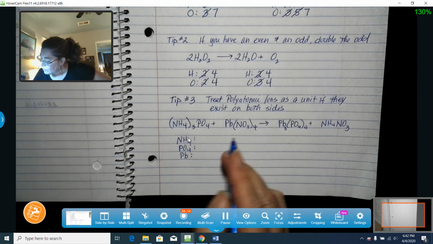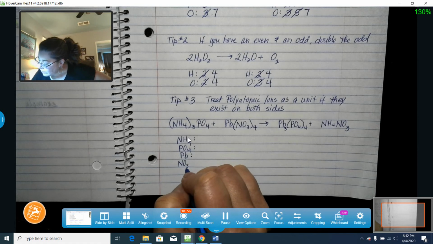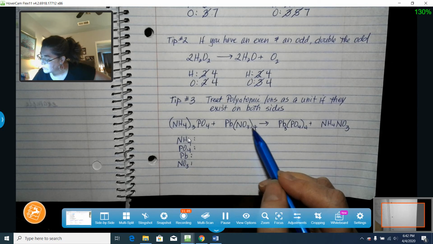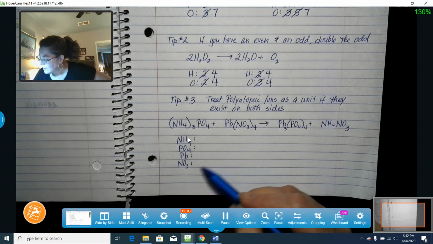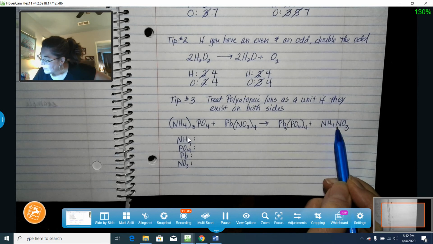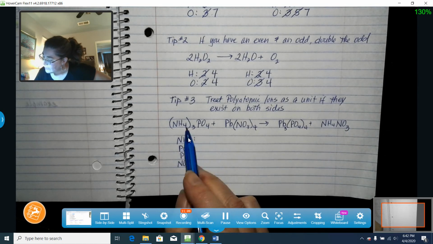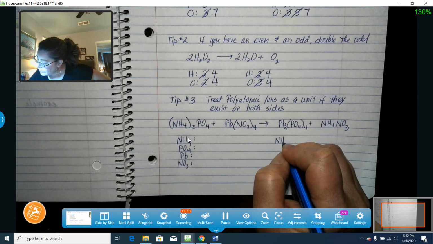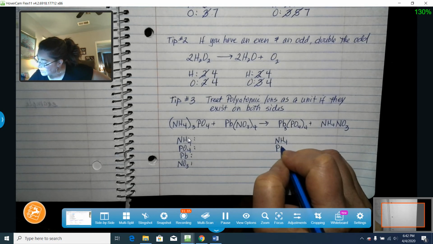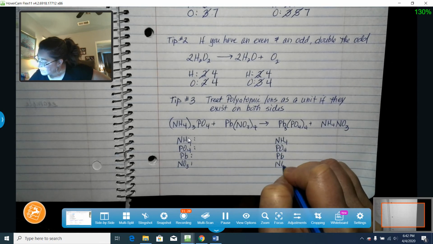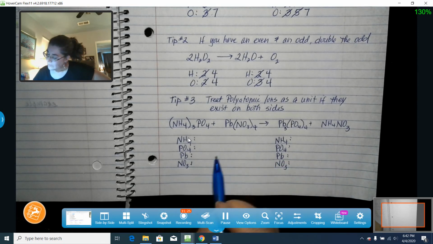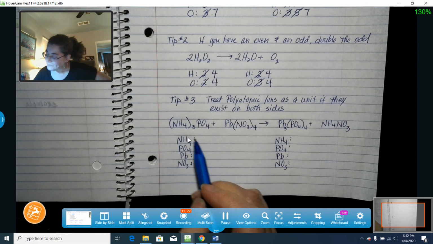And then I have NO3, which is nitrate. And see, it's in parentheses, so I know it's there. And I have to check to make sure it's on the other side before I can list it. I cheated, because I already know it's there. NO3. Okay, and I think that's it. So I can list the same things on this side. NH4, PO4, Pb, NO3. Okay, so now I'm going to take inventory just like I did before.